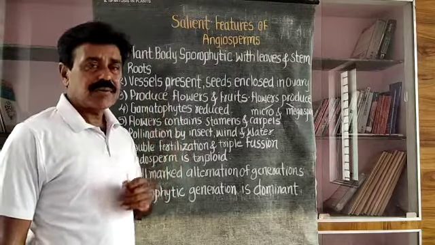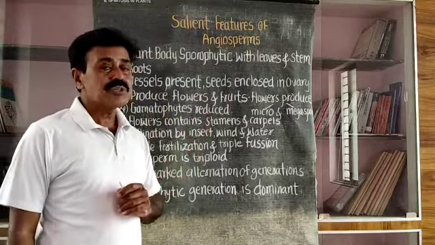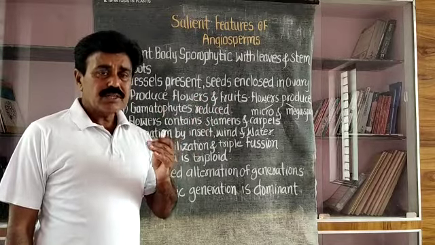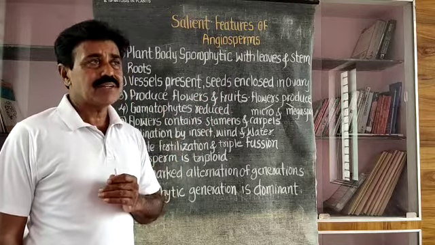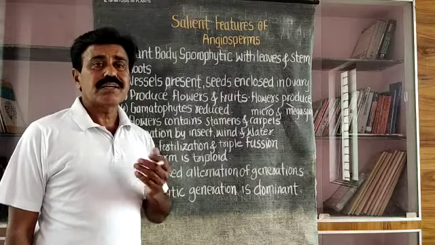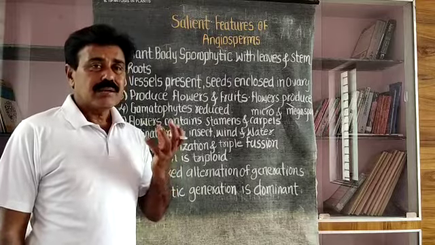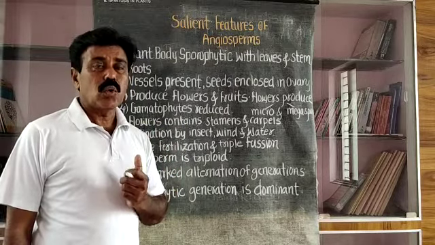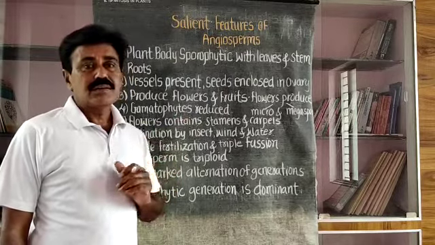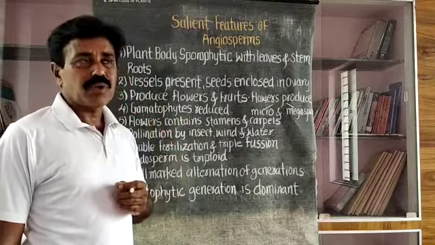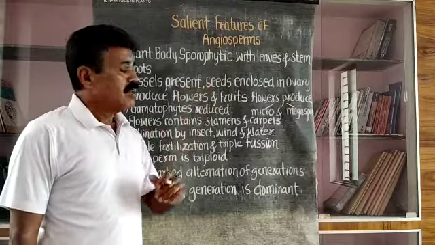That means angiosperms have vessels and seeds are enclosed in the ovary wall. That means in angiosperms there is a well developed gynoecium. This is the female structure, the female whorl, which is present in the flower, and this gynoecium contains a basal swollen portion called the ovary, and in this ovary the ovules, also called megasporangia, are present in the ovary wall.